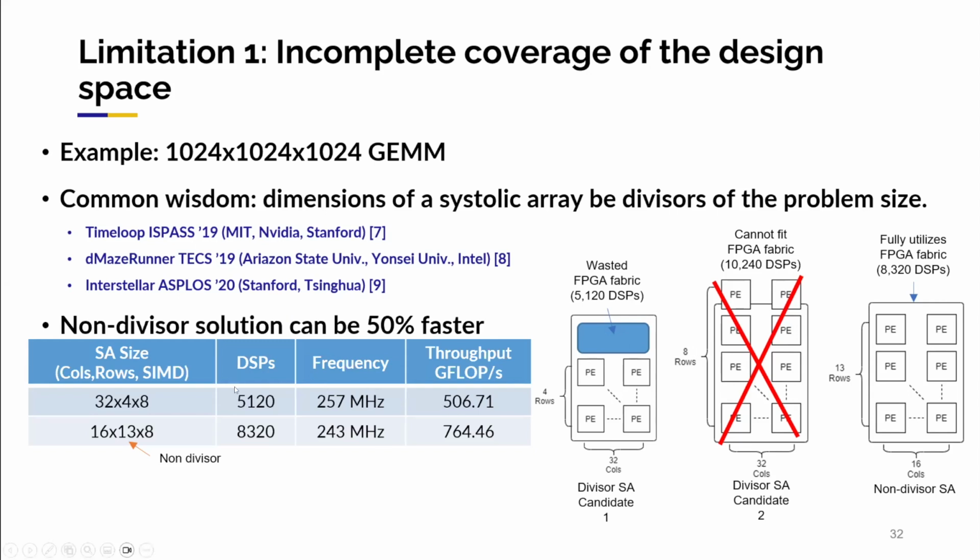So in this case, using only divisor tiling factors, the best design we found uses 5,120 DSPs, and the throughput is around 500 gigaflops per second. But the design that we found using non-divisor tiling factors has a throughput that is around 50% faster.